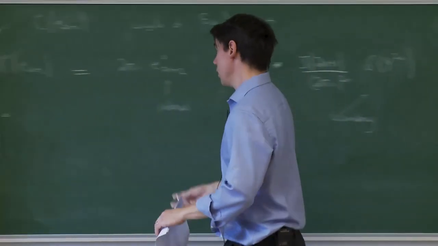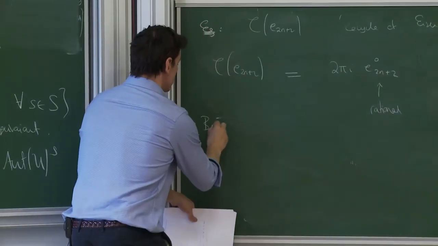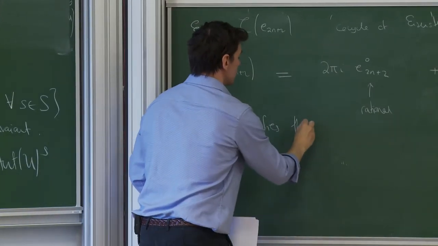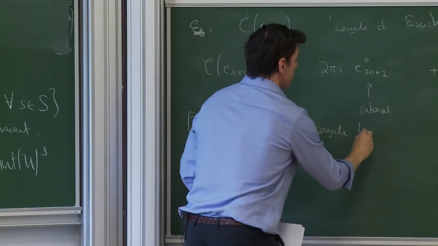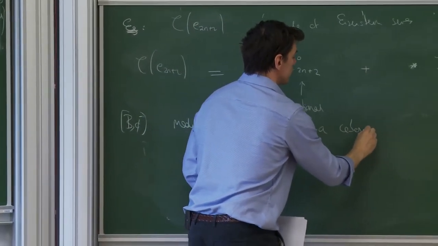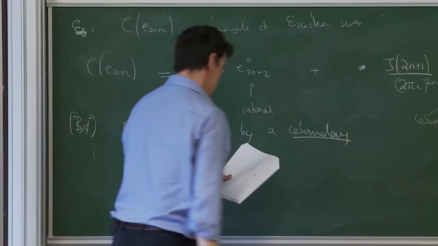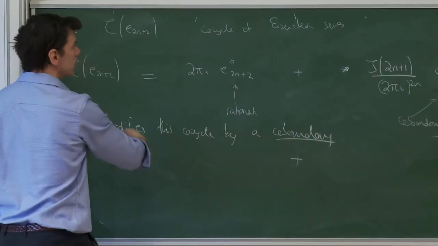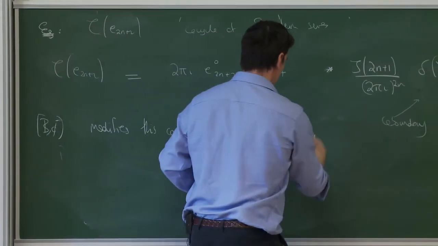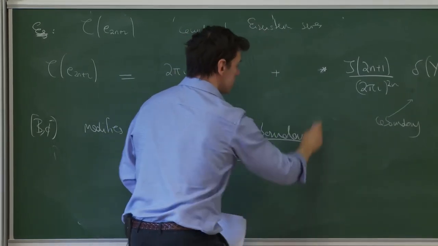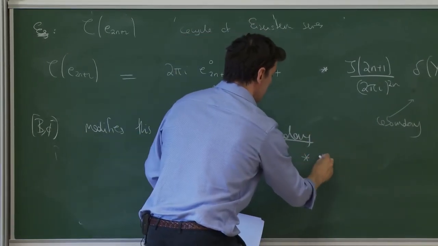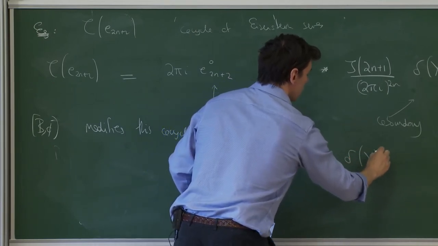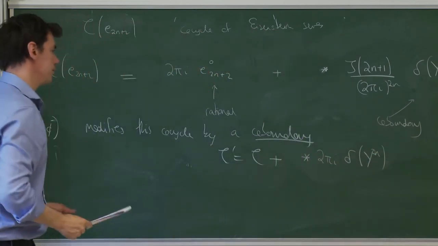So what B phi does to this, it modifies this co-cycle by a co-boundary. So what it does is it adds, i.e., it takes this co-cycle, and when you compute C prime, it's going to be the same thing plus, so C prime equals C plus some constant times 2 pi i boundary of y to the 2n, okay?